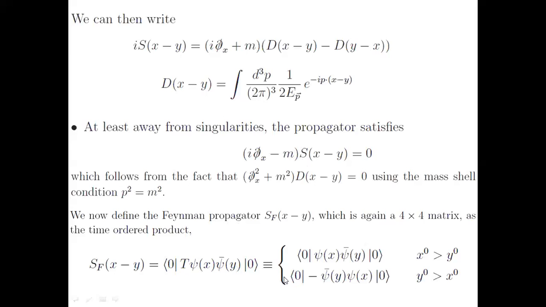Now you see, if we calculate this, this is actually the propagator. It has two parts, one for x^0 greater than y^0 and the other for y^0 greater than x^0. You see there is a negative sign here, basically because these fields anti-commute.